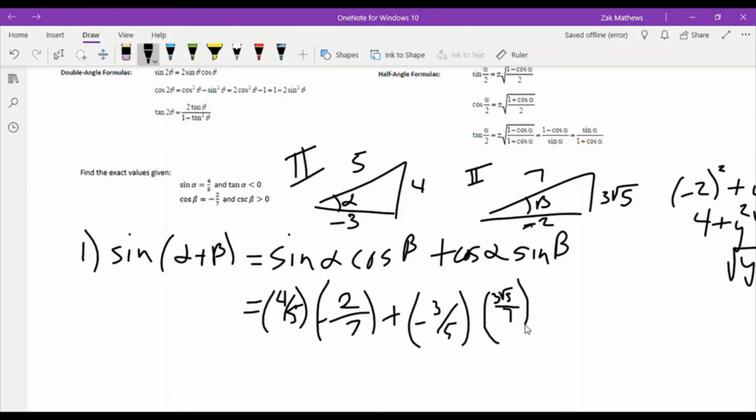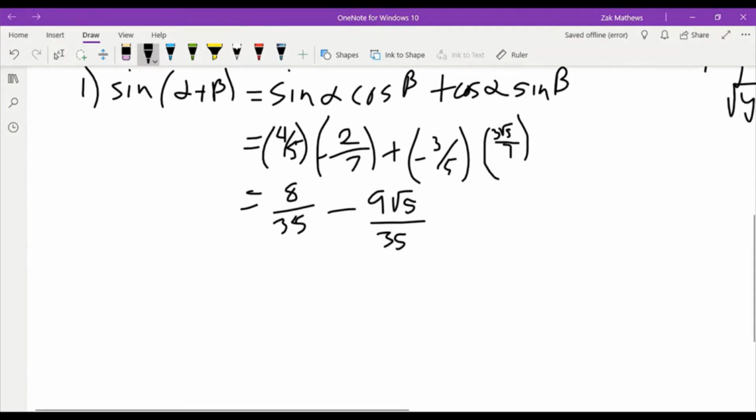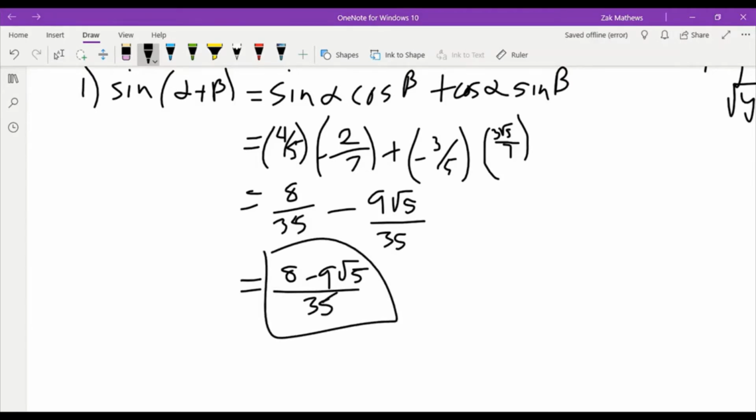And so there are my fractions. If I multiply these together, I get 8 over 35, and I get a -9 root 5 over 35. And then because we have the same denominator, we can add these things together. Now, the numerators aren't like terms, but I can at least put it as a single fraction. So there's my answer: 8 minus 9 root 5 over 35. That's all we can do with it.